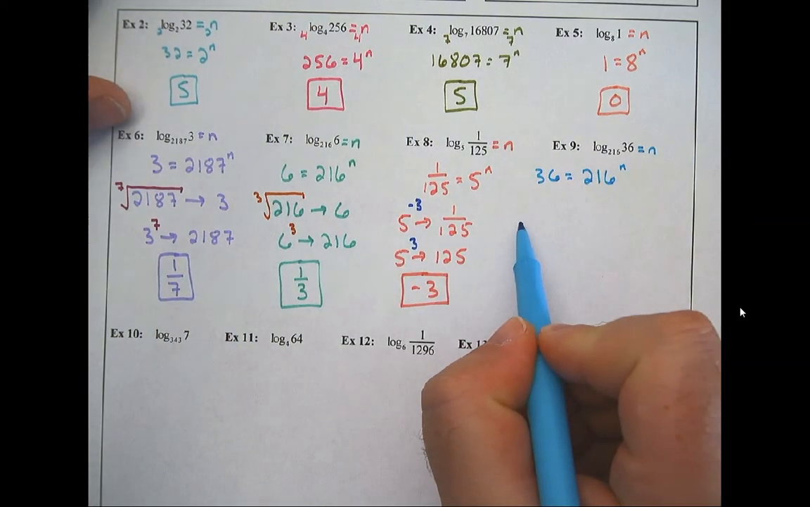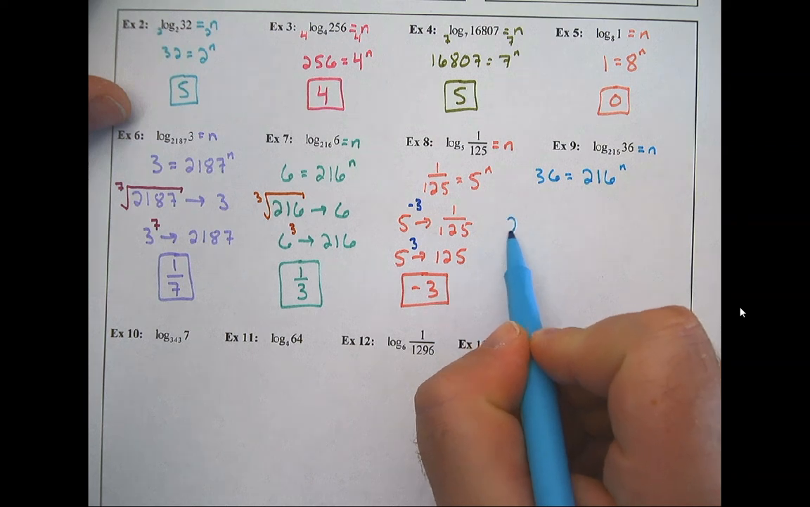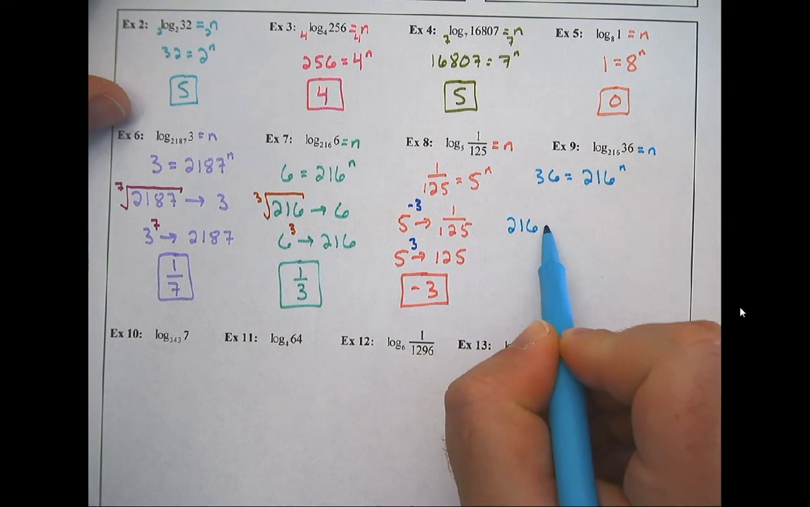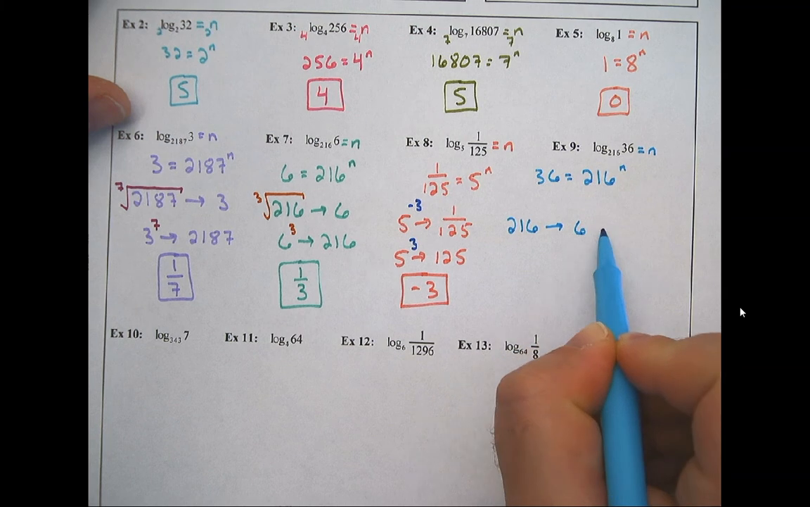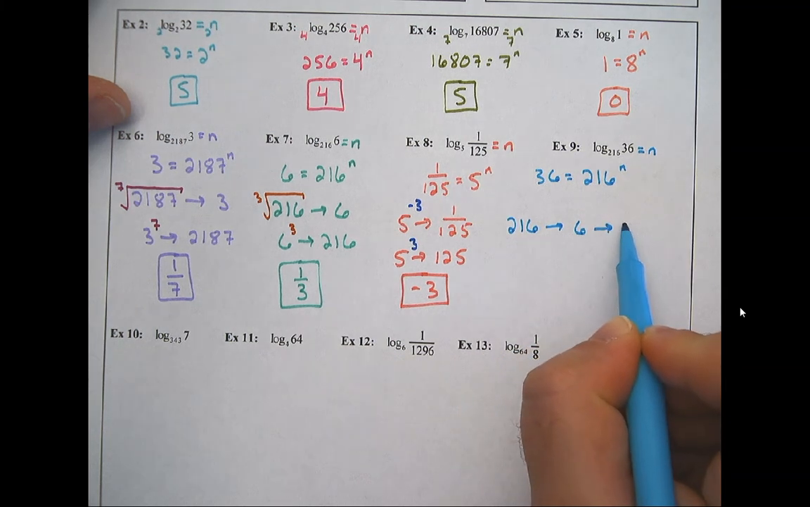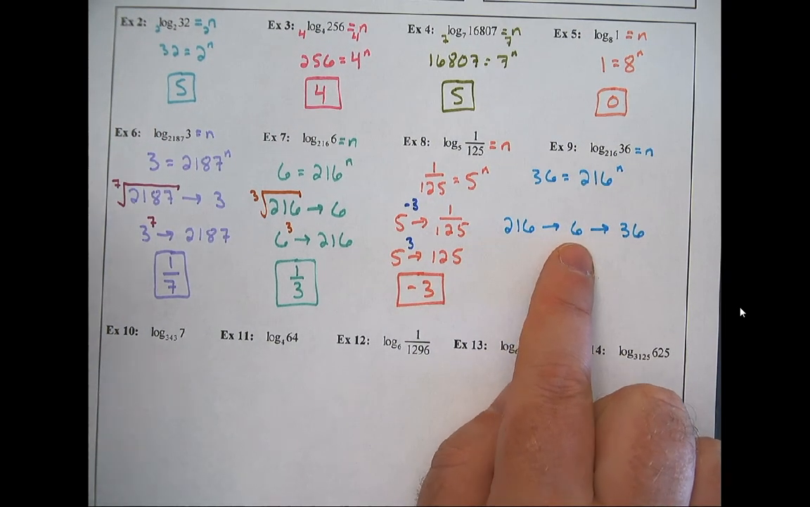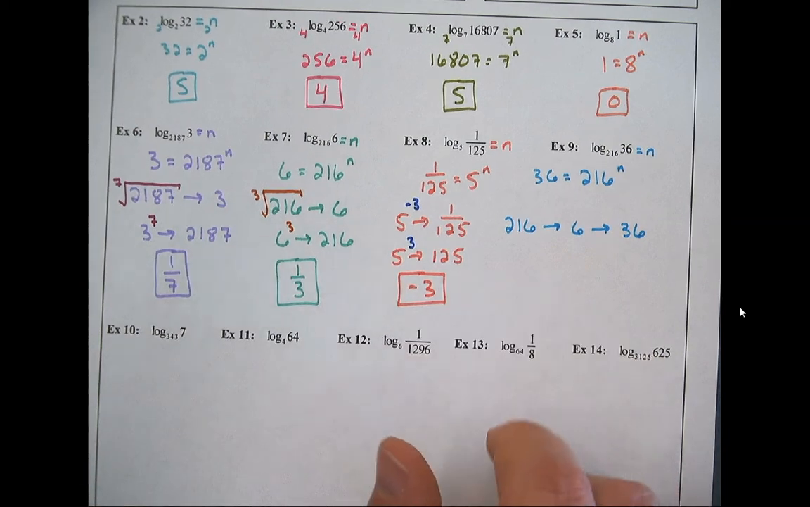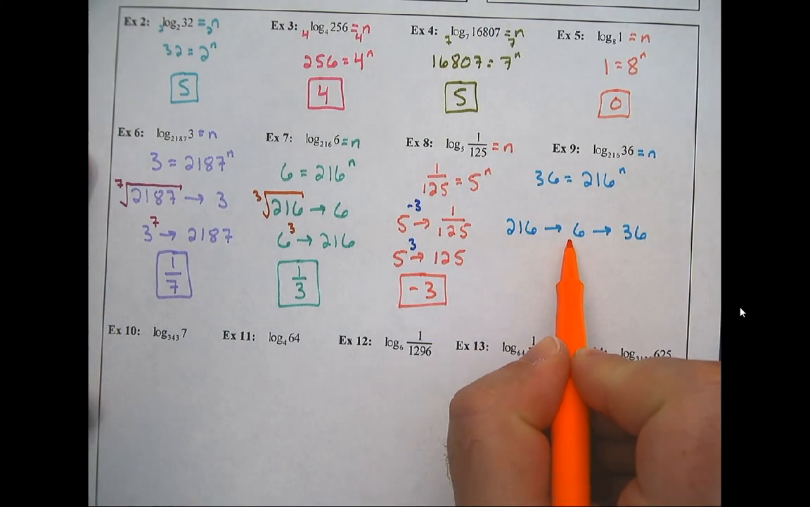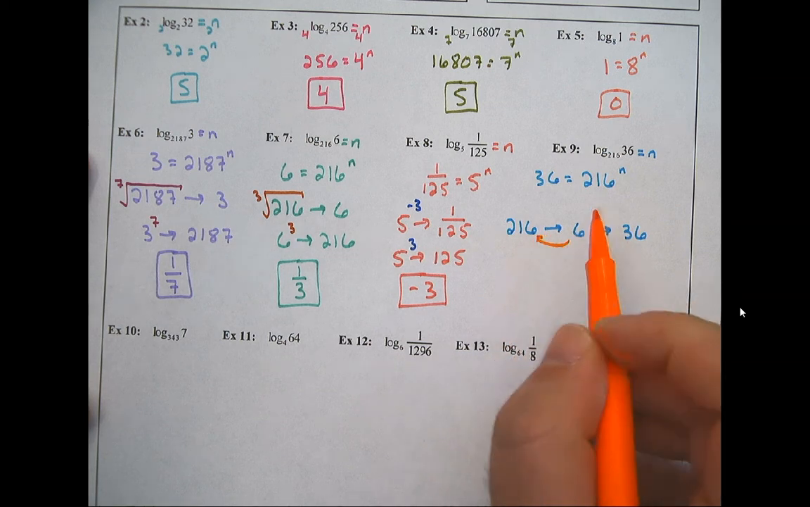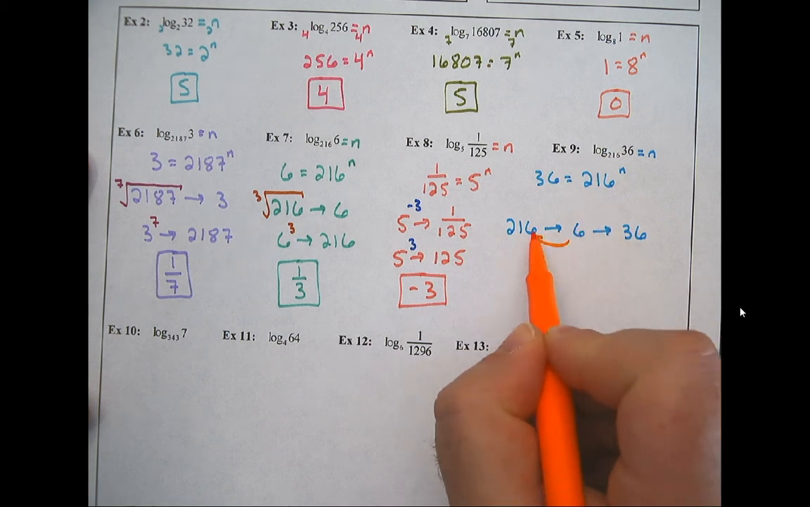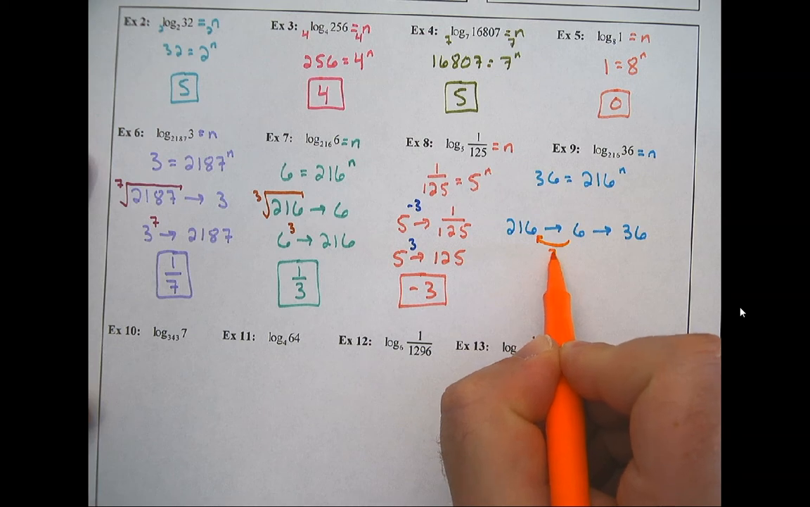Well, turns out the number 6 is a good choice. So I'm going to take 216, I'm going to turn it into 6. I'm going to take 6 then, and I'm going to turn it into 36. Now, turning 216 into 6 is tough to do, so I'm going to work in reverse. I'm going to think backwards here to try to help myself thinking forward. So what would it take to turn 6 into 216? I would need to cube it.